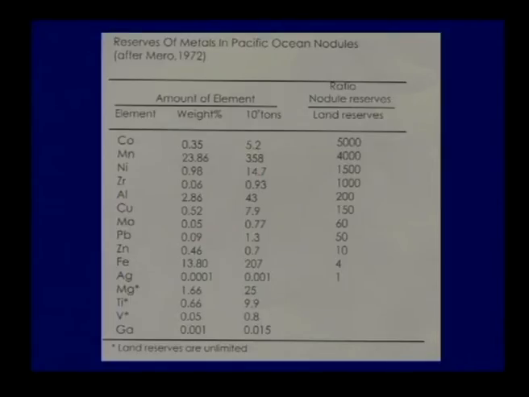And this is an estimate of reserves of polymetallic nodules, or I am writing reserves of metals in Pacific Ocean nodules, and I am comparing them with land reserves. Now, it is surprising that the nodule reserves apparently contain 5,000 times more cobalt than is available in land reserves. In the case of manganese, 4,000 times that in the land reserves. Nickel 1500 times, and so on.